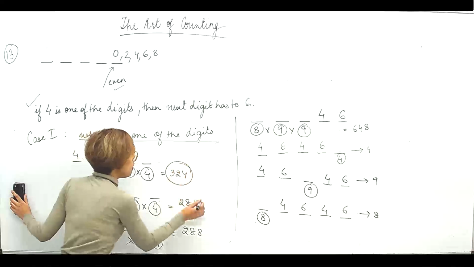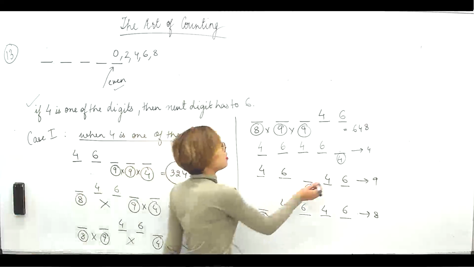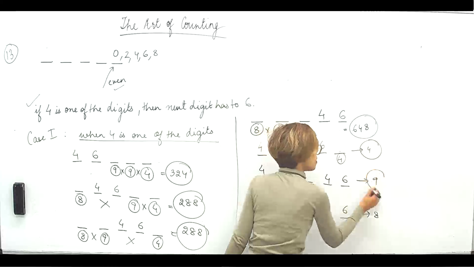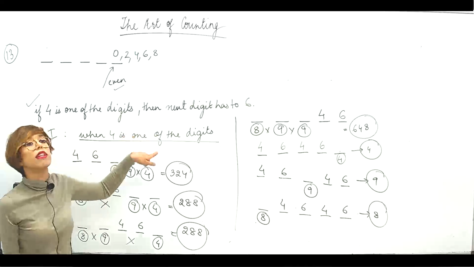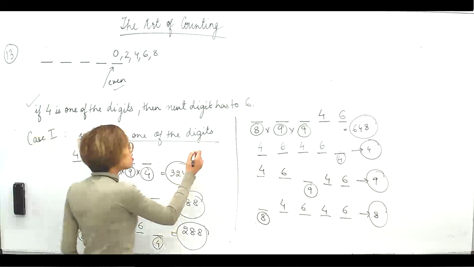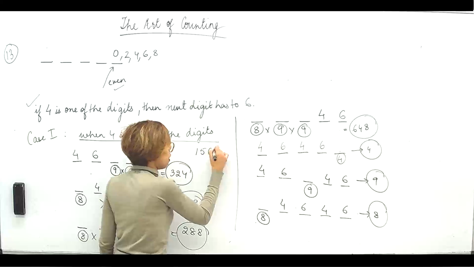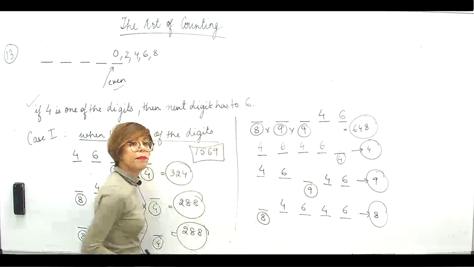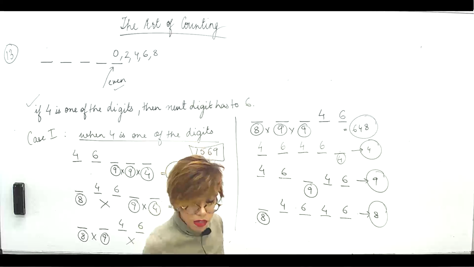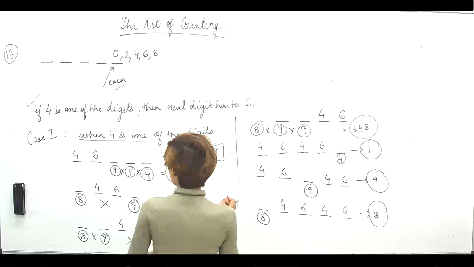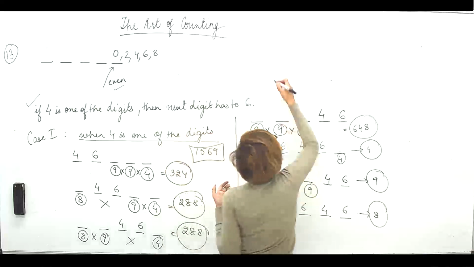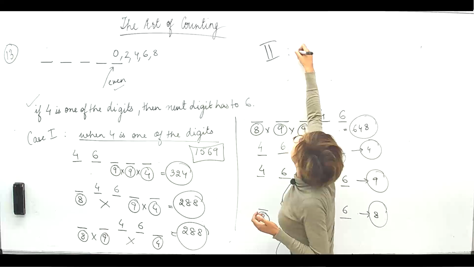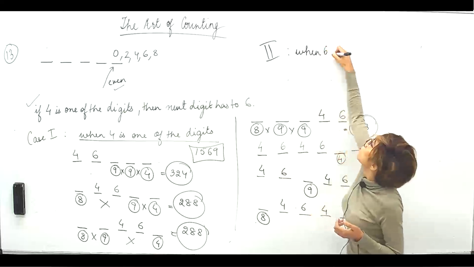So this plus this plus this plus this plus this plus this plus this will give me all those numbers which have 4 as one of the digits. Right? And these turn out to be 1569. You can count that. Right? Okay. So that means the first case is done where 4 is one of the digits. I know what the second case is. The second case is when 4 is not one of the digits.